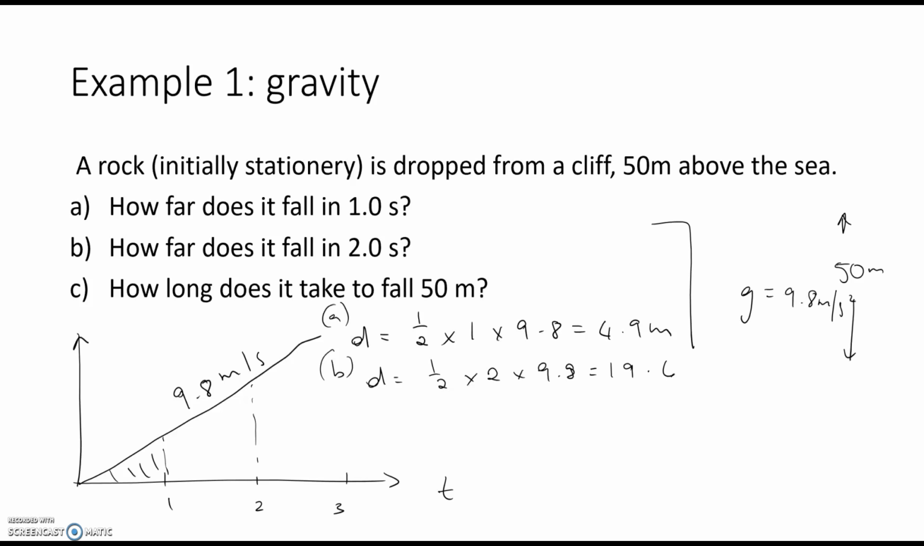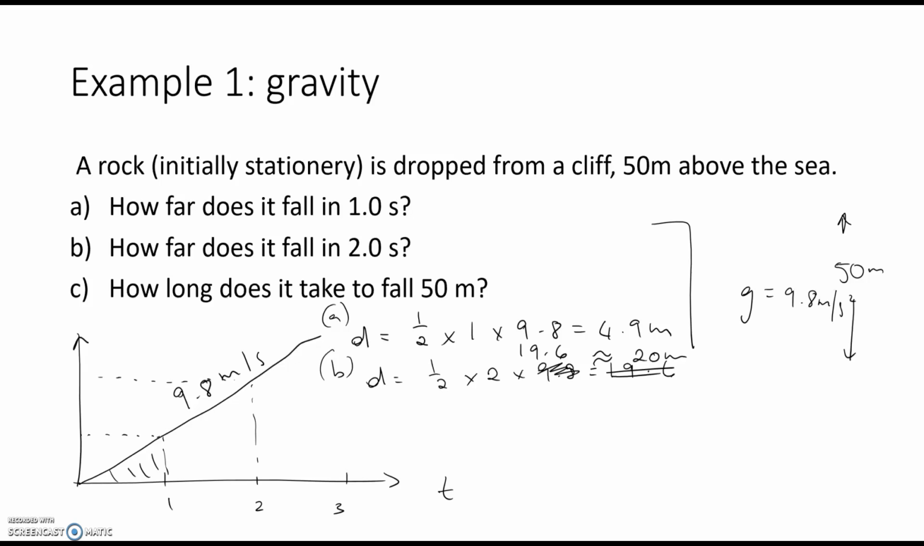It's just a little bit wonky there. This should be 9.8 plus 9.8 in the 2 seconds, so that'd be 19.6, which will give us approximately 20 metres. Now, how long does it take to fall 50 metres?